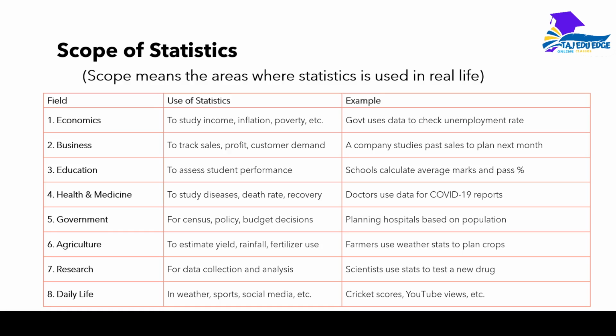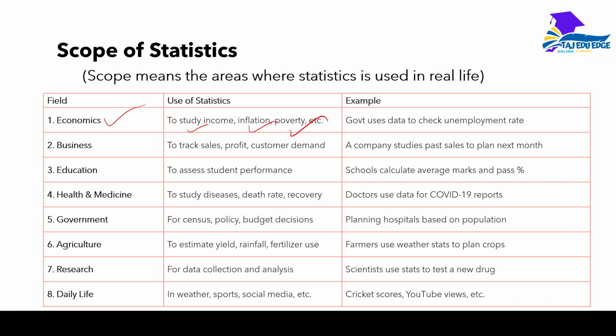First one is economics. In the field of economics, statistics is used to study income, inflation and poverty, or anything else relating to economics. Income here means the income level of the people in the country, who belongs to which category of status. Status here means middle class, lower middle class, upper middle class, high class people, like that. Inflation means increase in the prices: how the prices are increasing, how it is affecting the people.